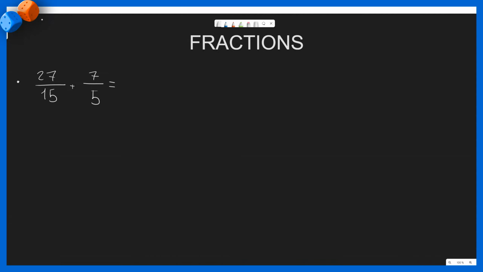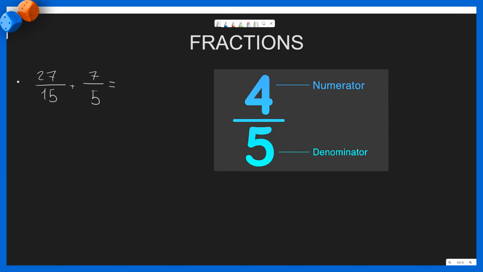How do we operate with fractions? So, the first rule we must take into account is to have the same denominator. A fraction consists of two parts, the denominator and the numerator.